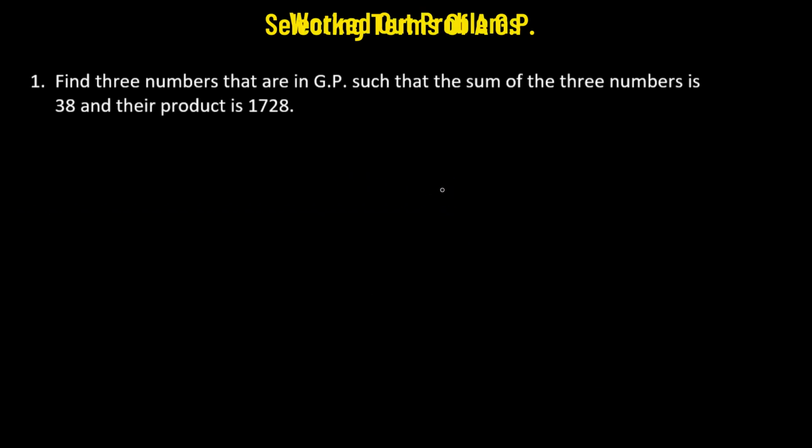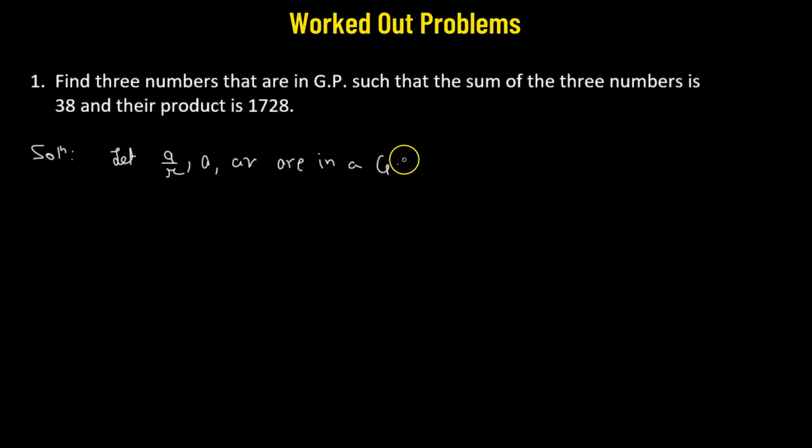So here we need to find three numbers that are in geometric progression, and it's given that the sum of the three numbers is 38 and the product is 1728. So let's specify the numbers first. So let the numbers be a over r, a, and ar. These three numbers are in a geometric progression where a represents the first term and r represents the common ratio.